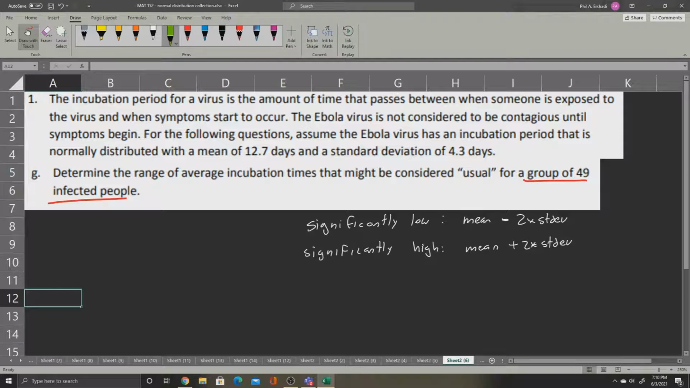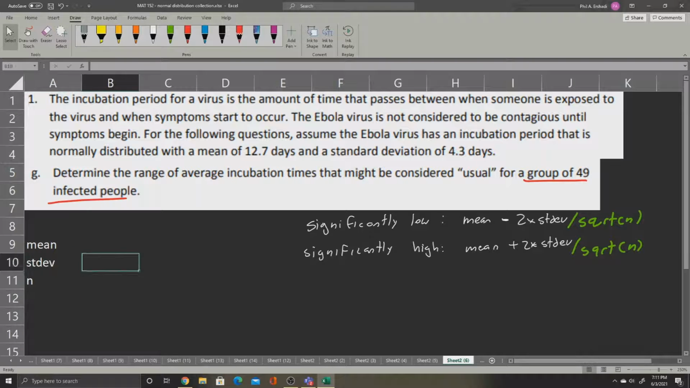So we're going to again make an adjustment to the standard deviation and divide both the significantly low and the significantly high values by square root of n. So our equation for significantly low is now mean minus 2 times standard deviation divided by square root of n. In those equations, we have mean, standard deviation, and n. We'll make a space for them in Excel. We enter that the mean is still 12.7, the standard deviation is still 4.3, and the n is now 49.